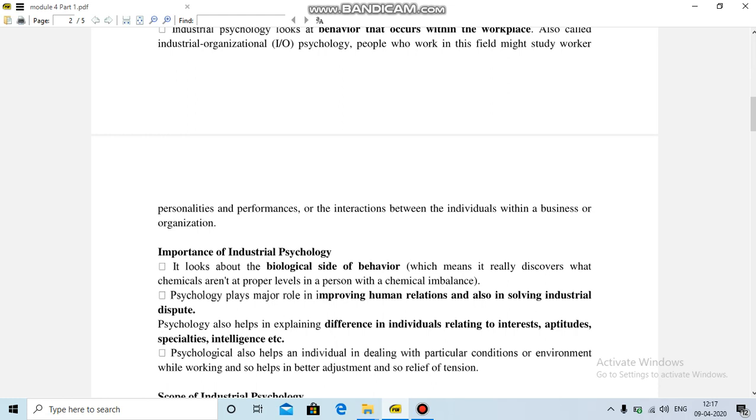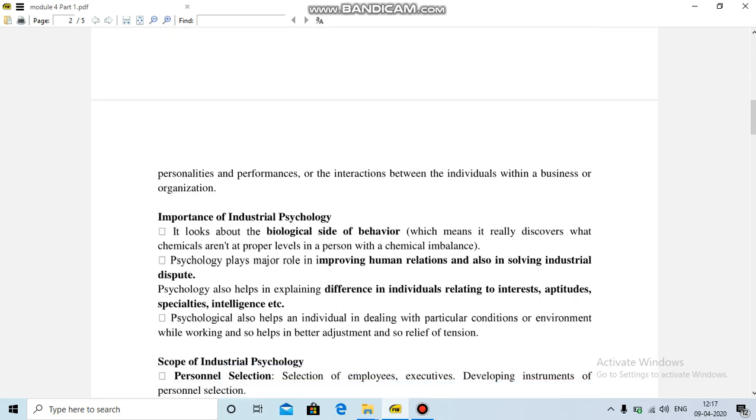So that should be properly taken care of. If we know the attributes of employees, we can improve human relations. We can expect differences in individuals, accept the differences in interest, accept the differences in culture. In industry, many people are working. Each individual is different. For accepting them as a whole, we need to know who they are. That is the industrial need and importance of industrial psychology.